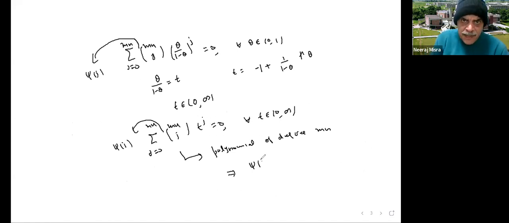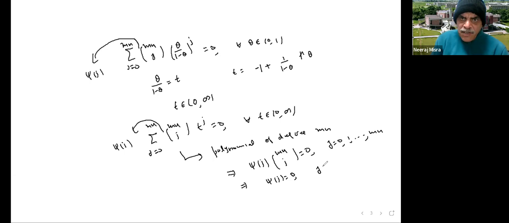That means psi j into mn choose j is 0 for each j from 0, 1 until mn. This implies that psi j has to be 0 for j equal to 0 to mn. But t only takes values 0, 1, up to mn, because t is binomial mn, theta. So this means the probability that psi t is equal to 0 is 1, because t can take only values 0, 1, 2, up to mn, and for those psi t is 0, whatever theta may be. So this proves that t is complete.